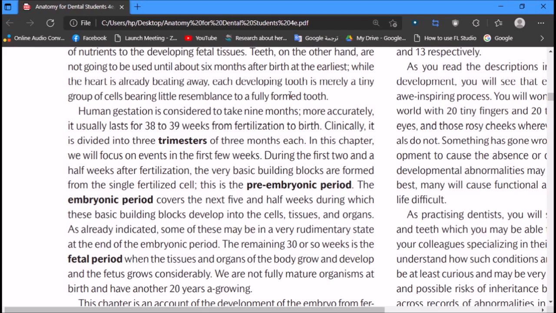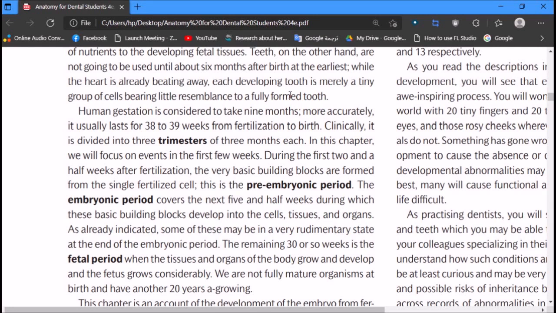You will be expected to understand how such conditions arose, if known, as many parents will be at least curious and may be very concerned about the consequences and the possibility of risks inherited by their children. You will also come across records of abnormalities in other systems during the taking of patients' medical histories.